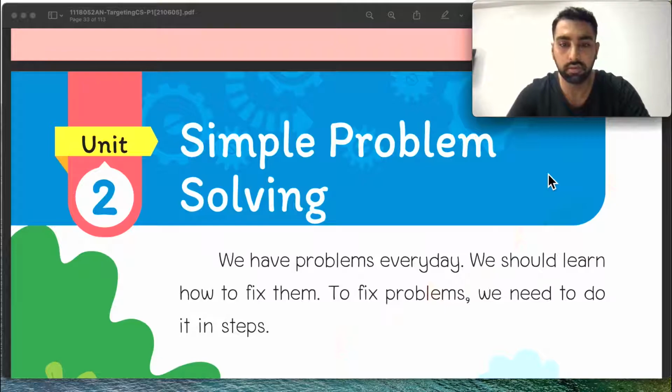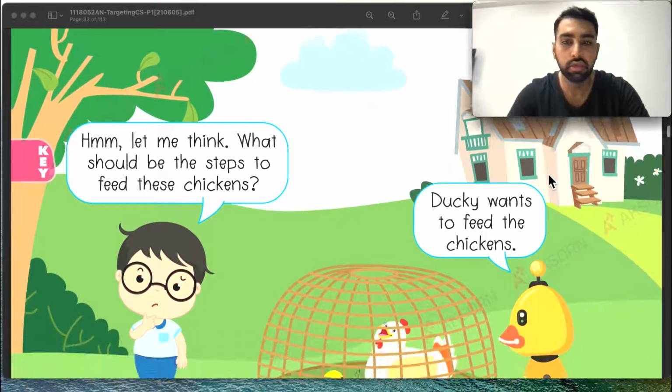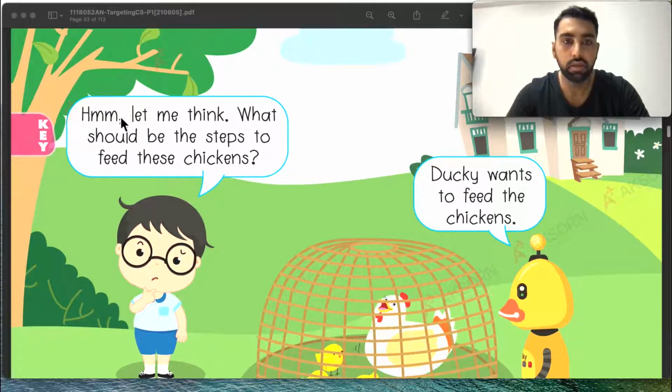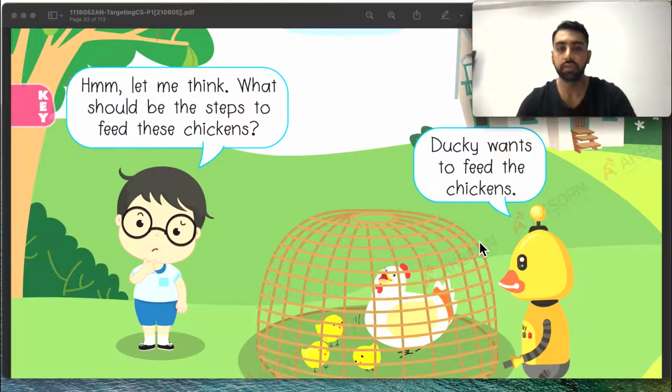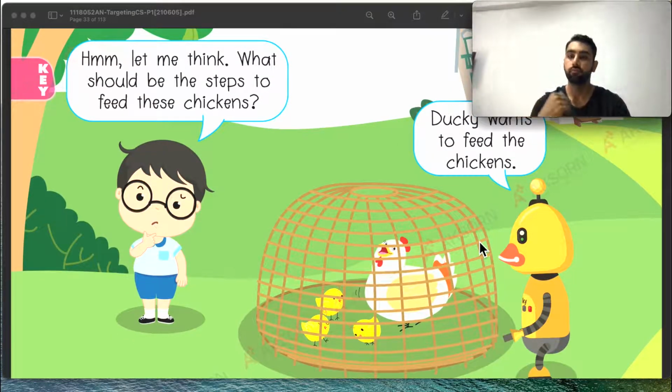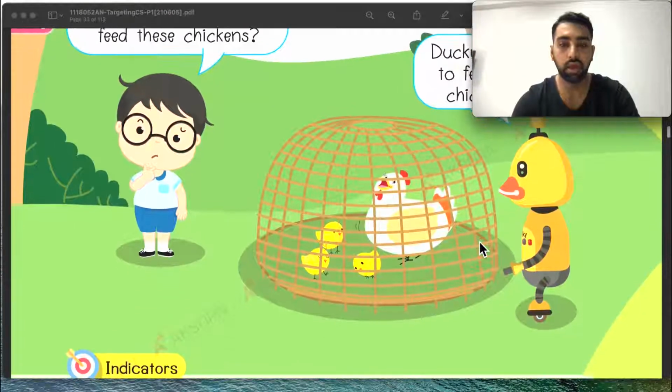Let's check it out. Okay, so we have an everyday problem. There is a guy, you can see. Let me think of what should I do to feed my chicken. Ducky wants to feed the chicken. So Ducky wants to give food to the chicken. He's thinking about what he should do, how he can give food to the chicken. So we have to find the way to solve this problem, by using step 1, step 2, step 3. Alright, let's see how we can start.